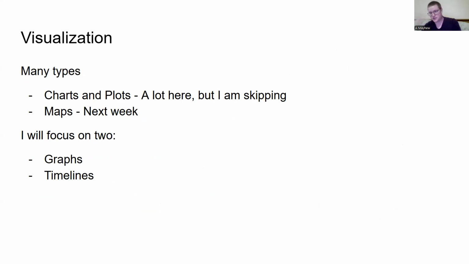So yeah, there's a lot of different types of visualizations. We talked briefly about charts and plots and bar graphs, what have you. There's a lot there; I'm skipping a lot of that. Maps are another important type of visualization. We'll get to that next week. So for the rest of this lecture, I'm going to focus on two types of visualizations, graphs and timelines.